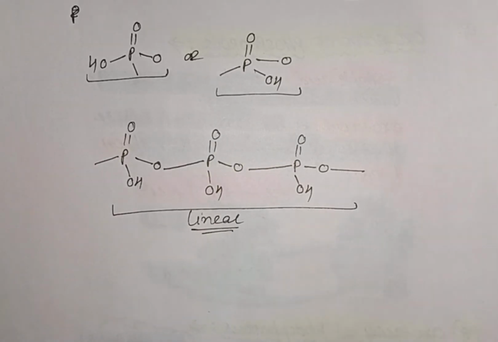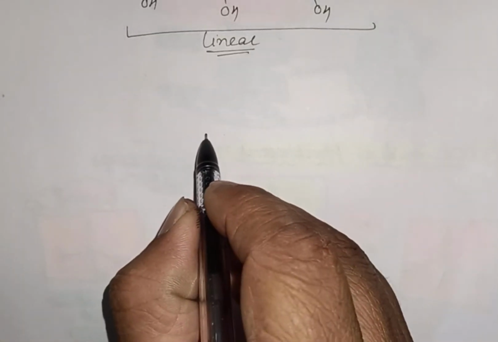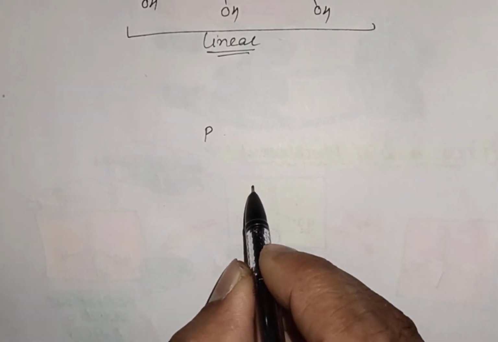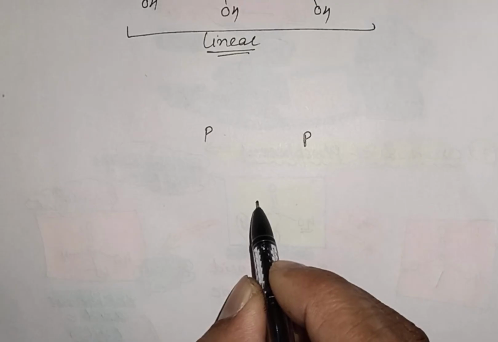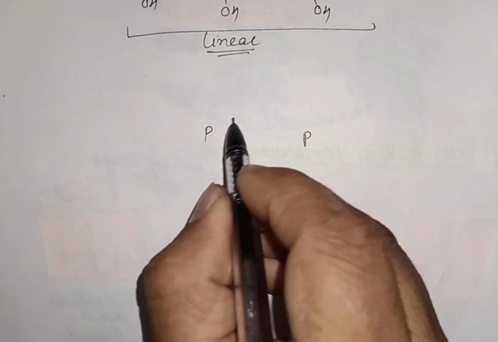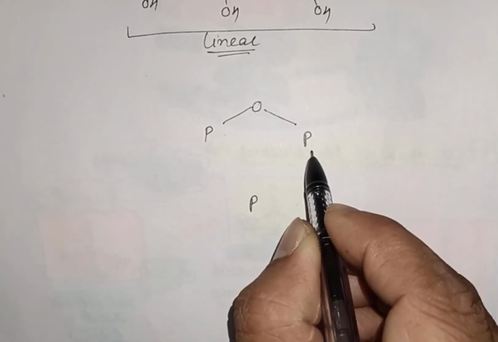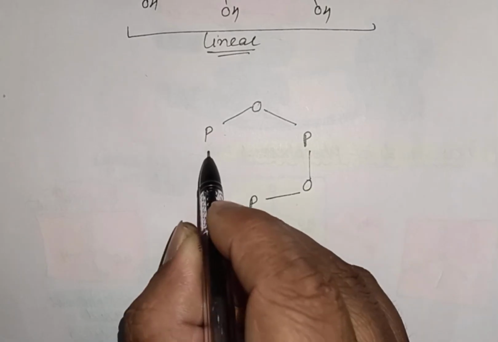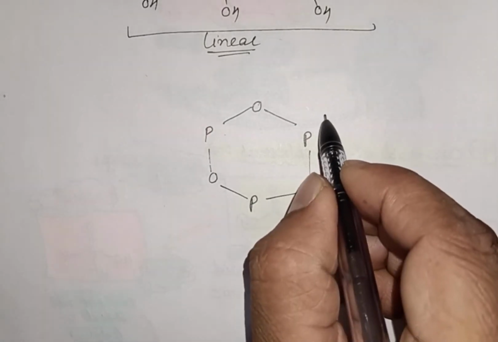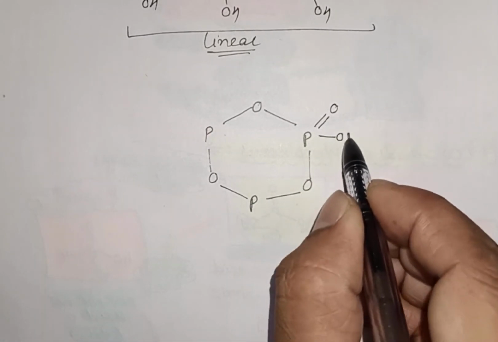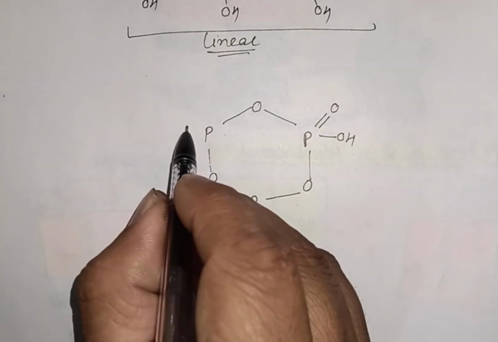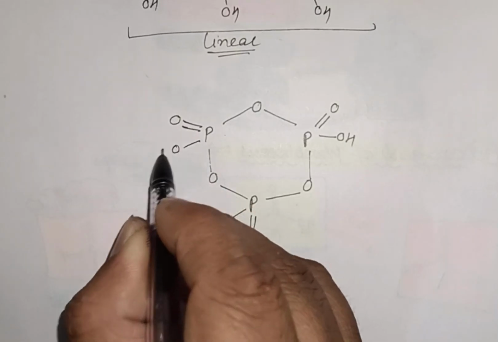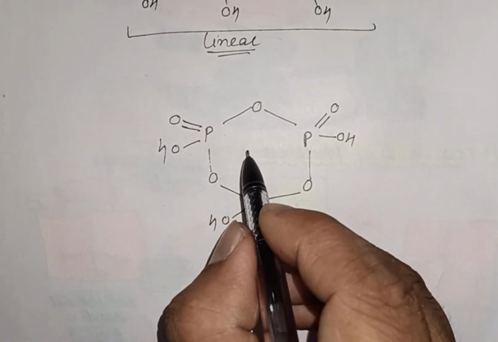Metaphosphoric acid can also have 3 units or 4 units join together to form the cyclic metaphosphoric acid. In this, the 3 phosphorus atoms are joined together by oxygen linkage, and each phosphorus atom has a double bond oxygen and one OH bond. Similarly, double bonded oxygen and OH bond. This is our structure of the cyclic metaphosphoric acid.